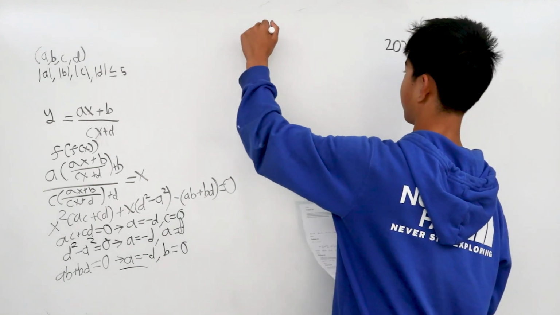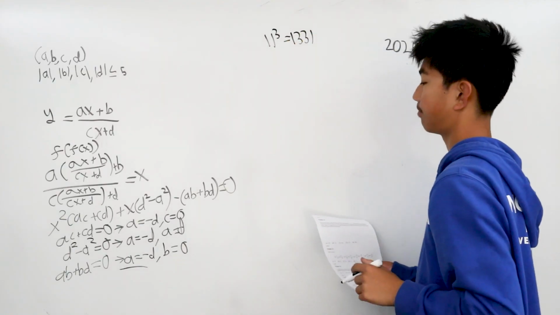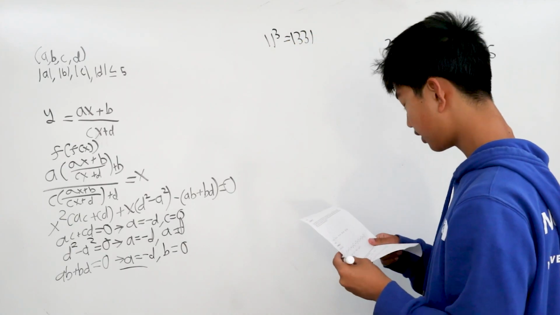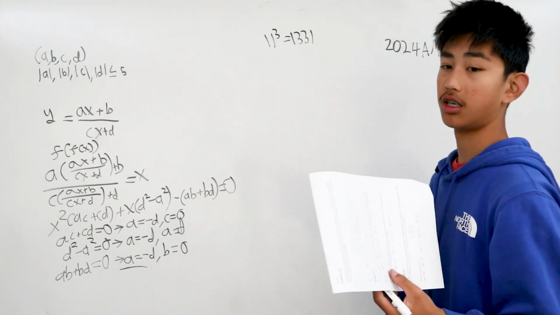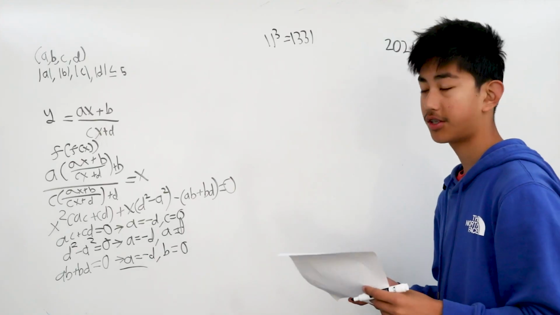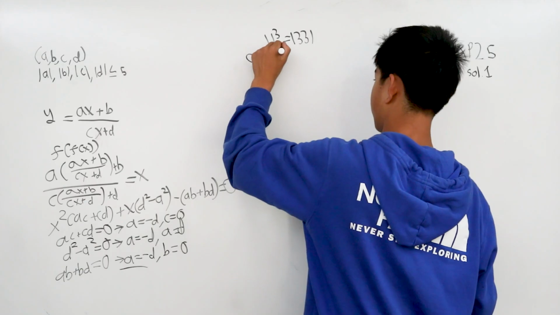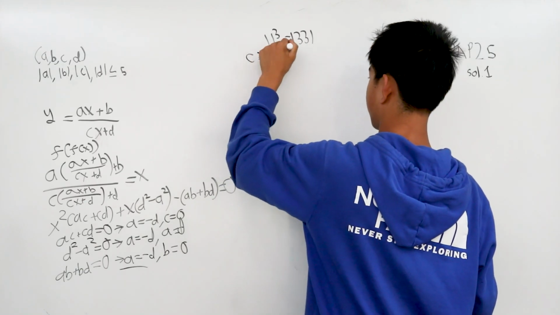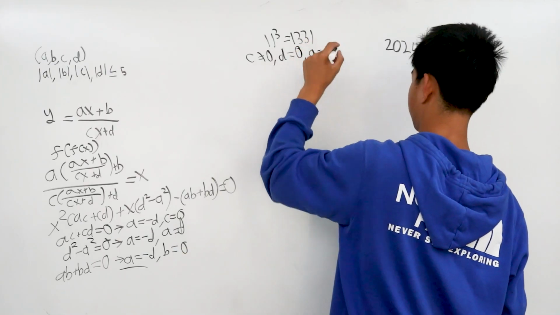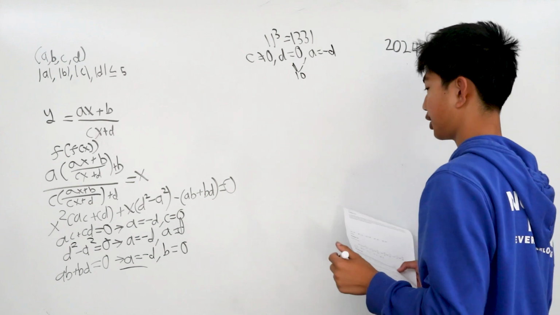So that means we have at least 11 cubed, with 1, 3, 3, 1 conditions. This is the total amount. Now we want to subtract more because we might have missed some cases. So if c is not equal to 0, d is equal to 0, and a is negative d, this yields 10 cases we add to this.